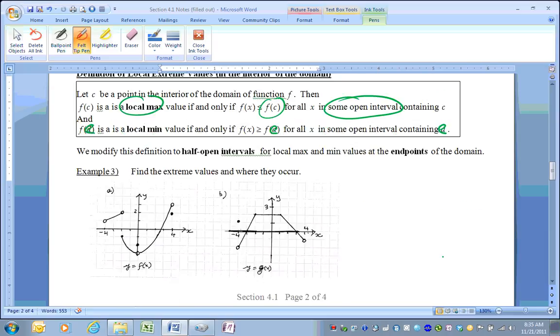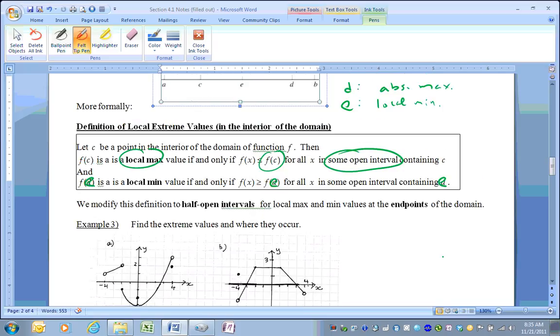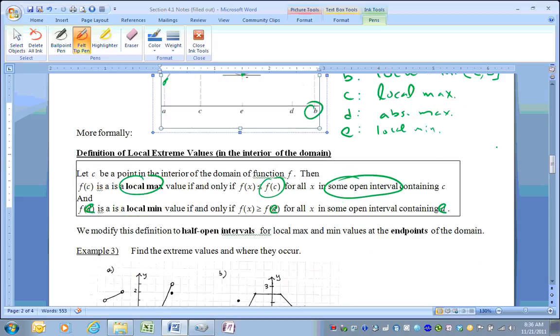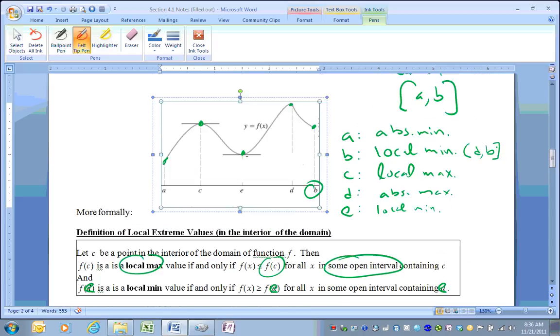And also, there's another thing called half-open intervals. Like, for example, at f of b here, you can say your interval is from like D to B, for example. You can say that, because f of b would be the lowest point.